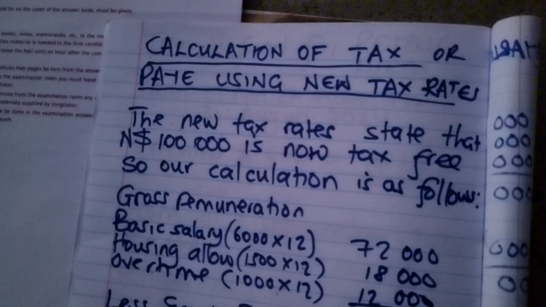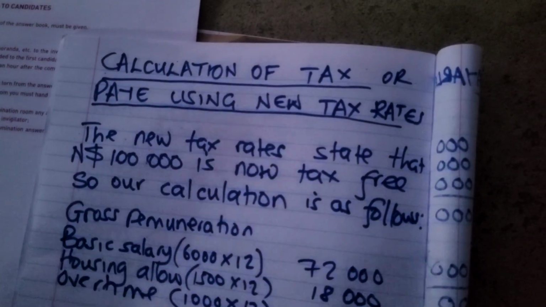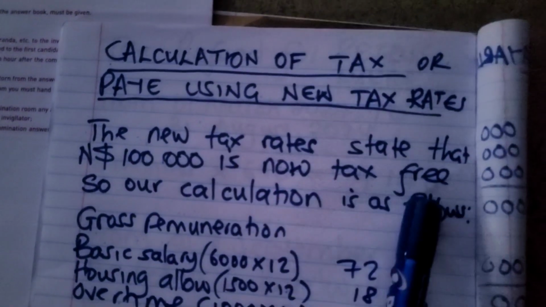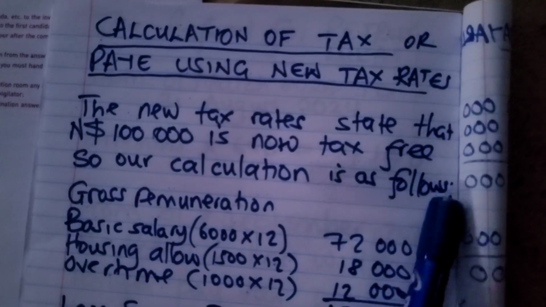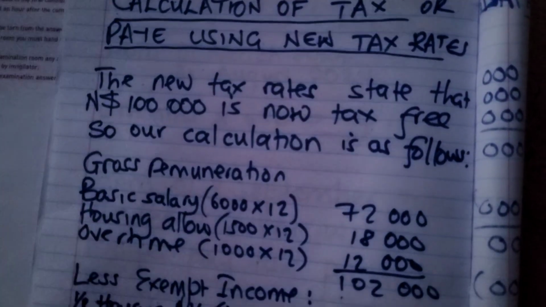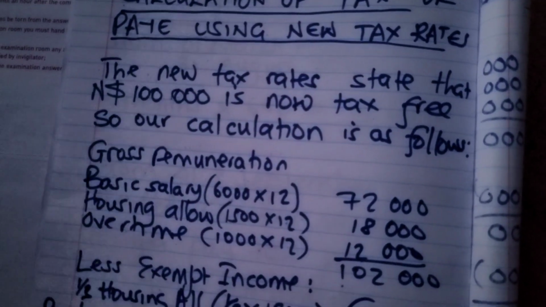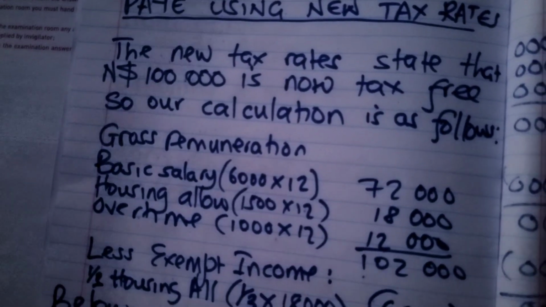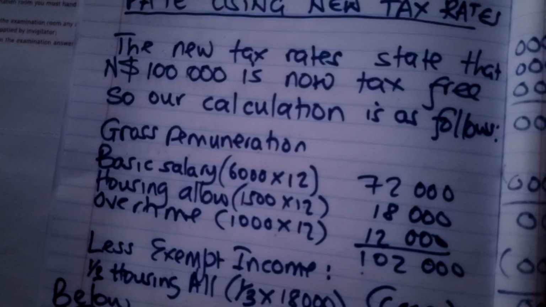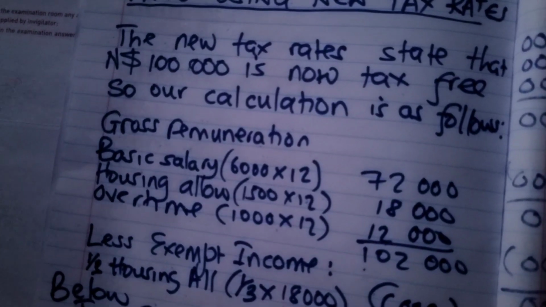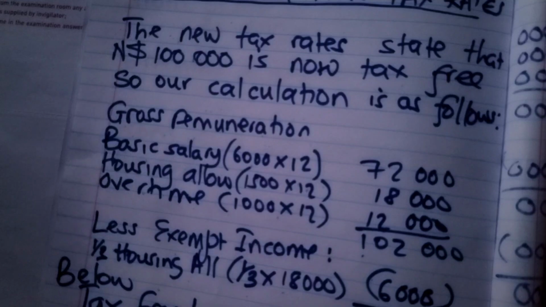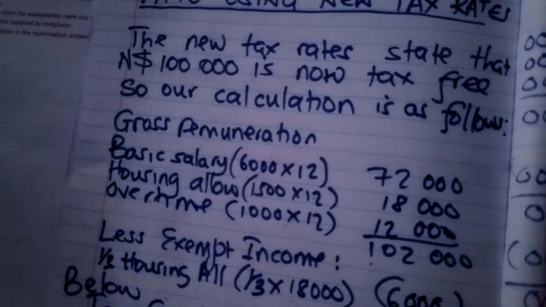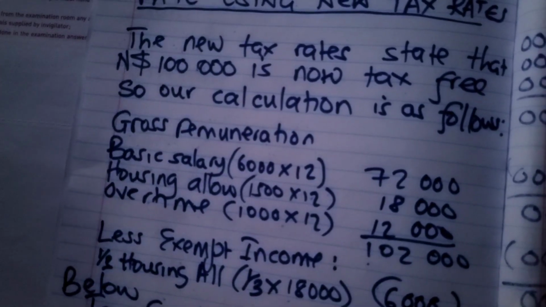If we apply the new tax rates, the new tax rate states that 100,000 Namibian dollars is now tax-free. So our calculation is as follows. When we say 100,000 is now tax-free, we mean per annum. So per month, it means 100,000 Namibian dollars divided by 12 months. You get 8,333 Namibian dollars. If you are earning 8,333 Namibian dollars every month, that amount should not be taxed. That is in simple terms.